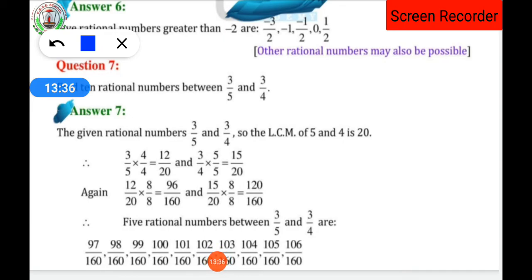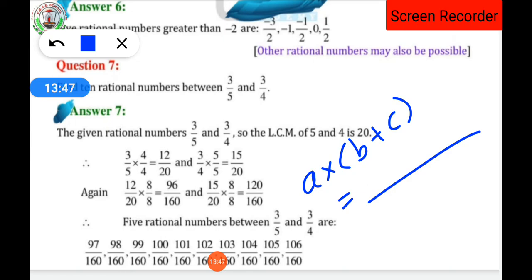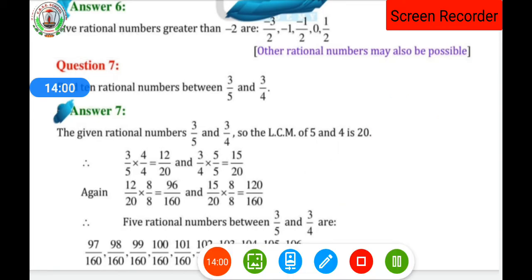If in the question it is asked what is the distributive property, then what will be the answer? Choose the correct answer for this. If it is asked in your exam, how will you know? The correct option will be a into b plus a into c. Like this the correct option will be there.